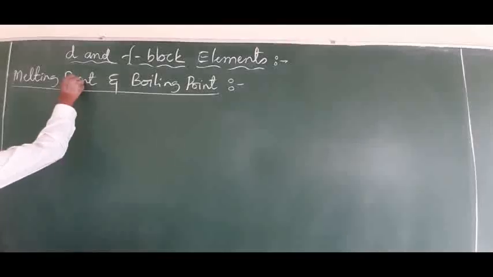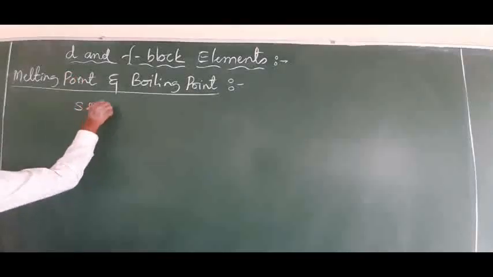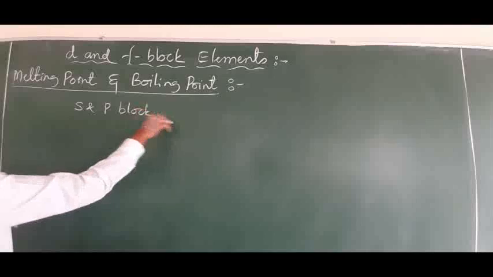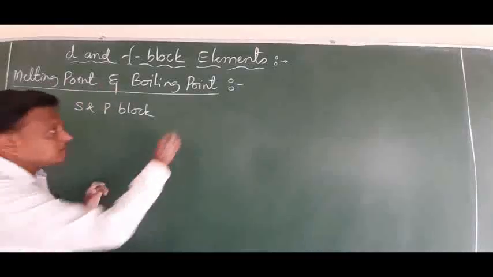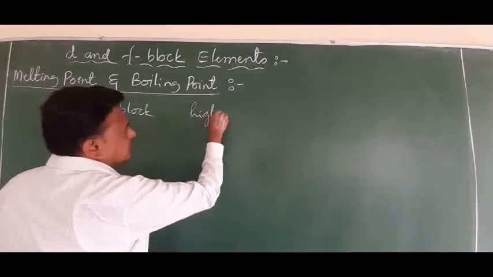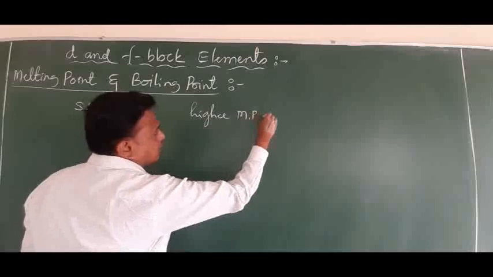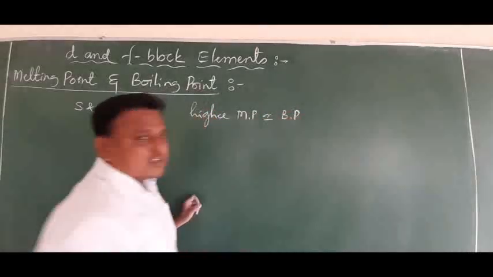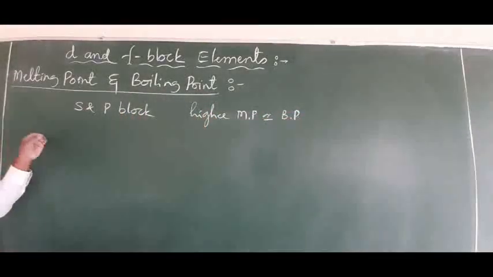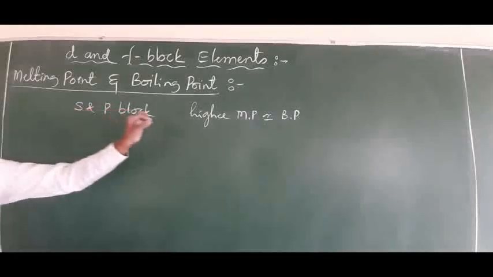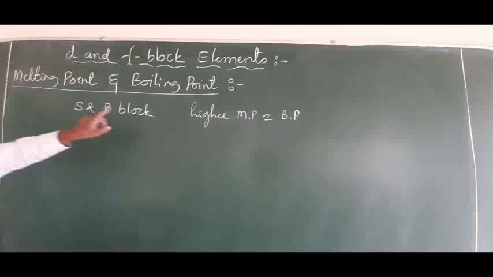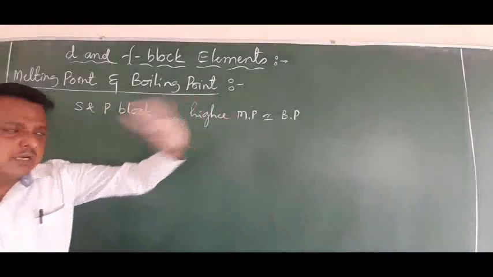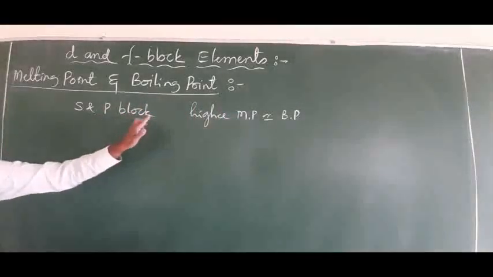As compared with the S and P block, the D block elements have a little higher melting point and boiling point, because of the interatomic metallic bonding. So the D blocks have higher melting points as compared with S and P.